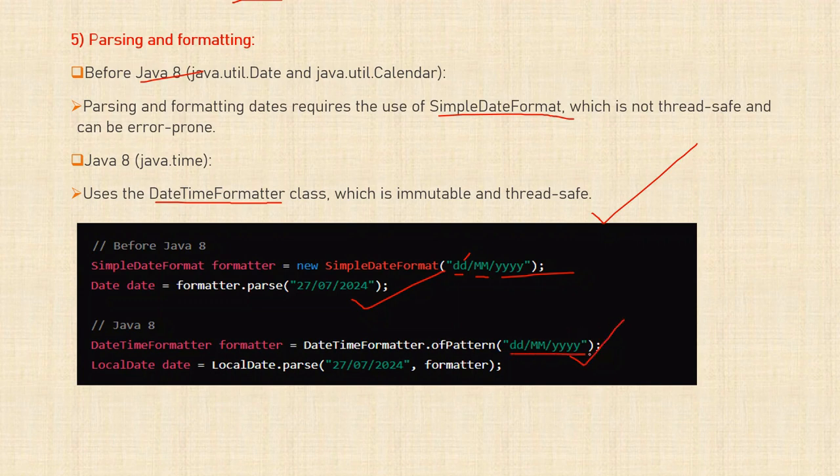You can provide the pattern, and with LocalDate.parse, you can provide the date and the formatter, and we will get the instance of the date. Like this you can achieve parsing and formatting inside Java 8, which is thread safe and immutable.